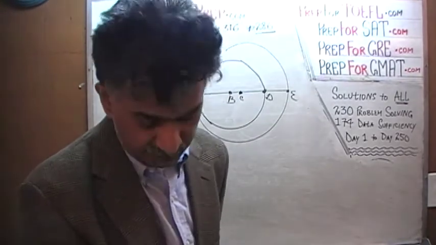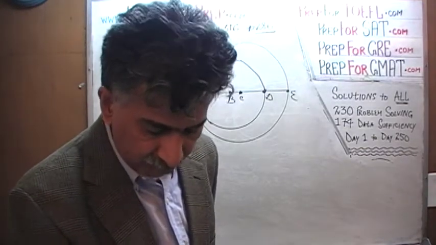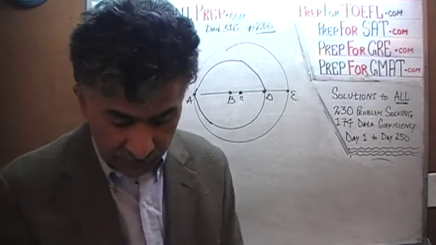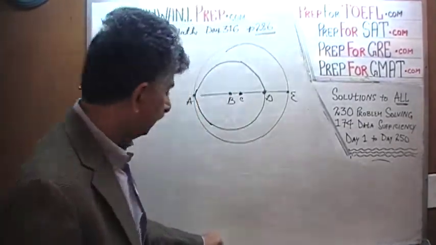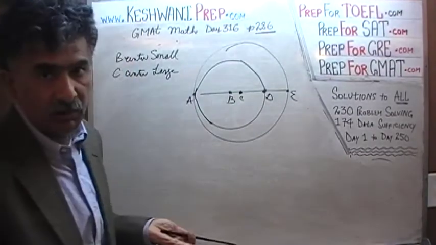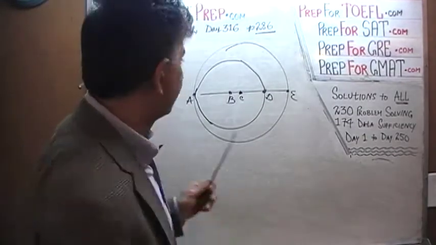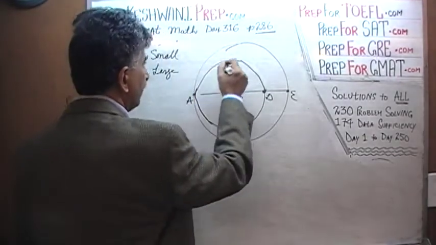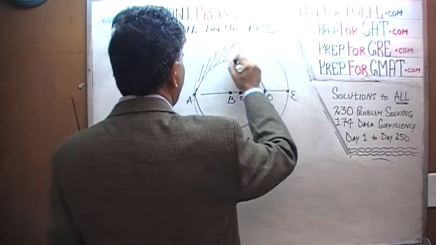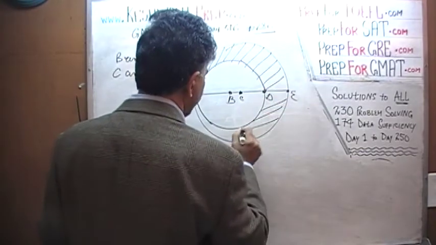Okay, very good. Here's the punchline. What's the area of the region that is inside the large circle but outside the small circle? What they're looking for is what we typically hear of in geometry questions as the shaded region. I'm going to draw a shaded region right here. It's a very simple geometry question.